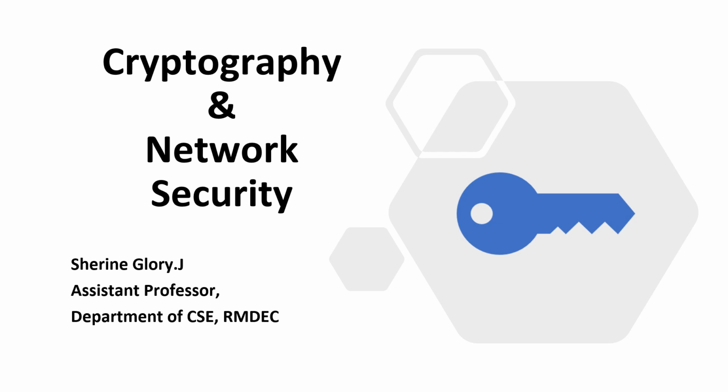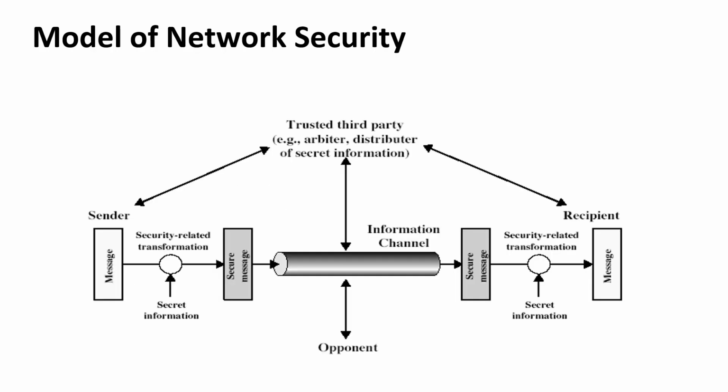Today, in the subject of cryptography and network security, we are going to discuss the model of network security. In this slide, I have depicted the model of network security diagram. Whenever a message needs to be transferred from one party to the other, or from a sender to the receiver, I need a channel to connect between the sender and receiver.